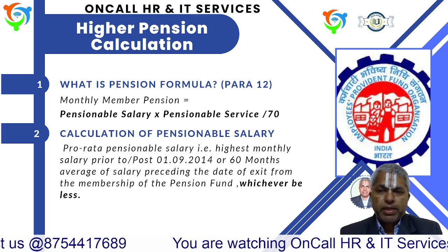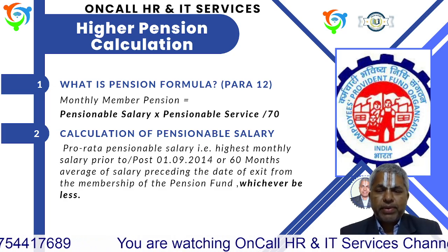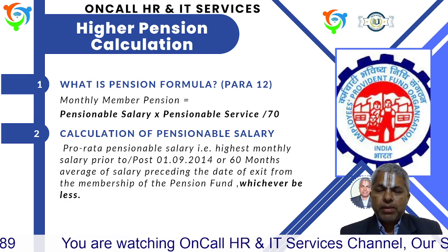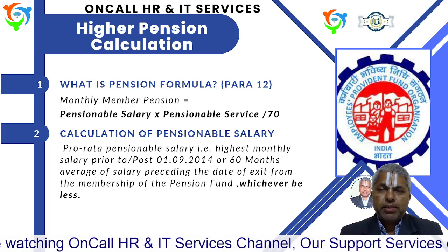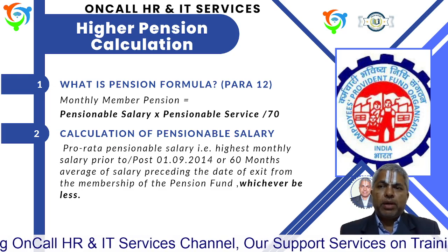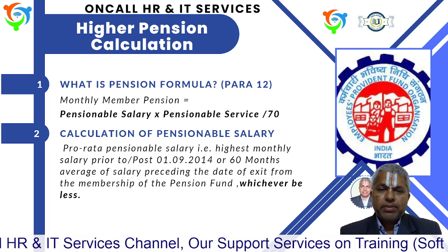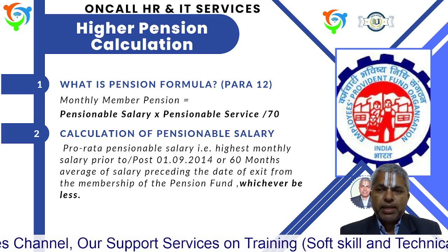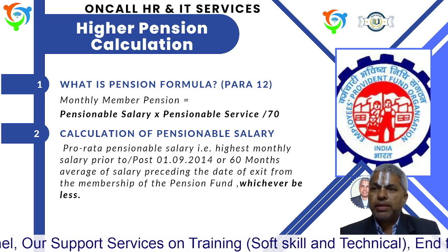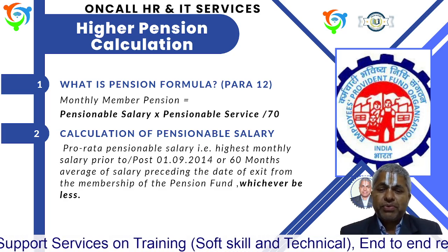When the higher pension comes, in the circular they have given another data. While calculating on a pro rata basis, you have to compare two wages to decide the pensionable salary. What two wages? Average wage versus highest wage. You compare which one is less, and that you take as the pensionable salary. Then again more confusion, so we must understand.